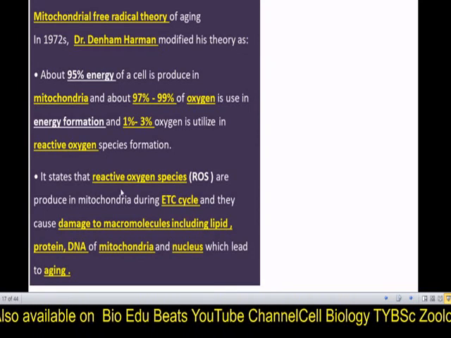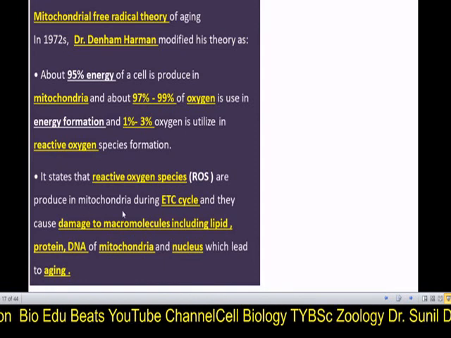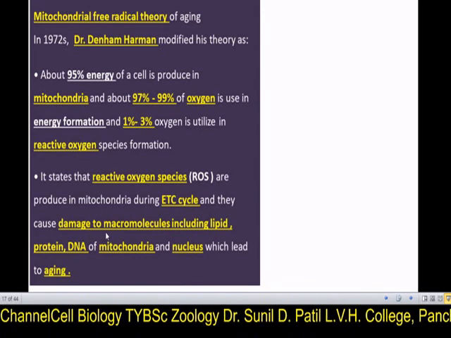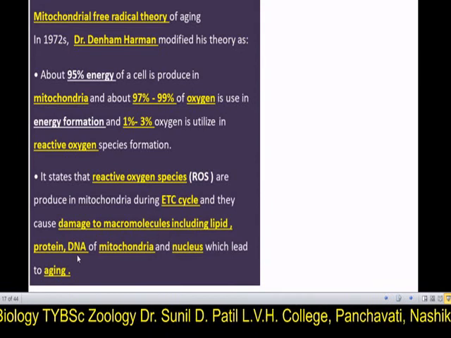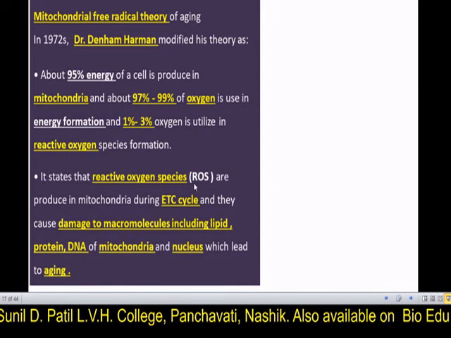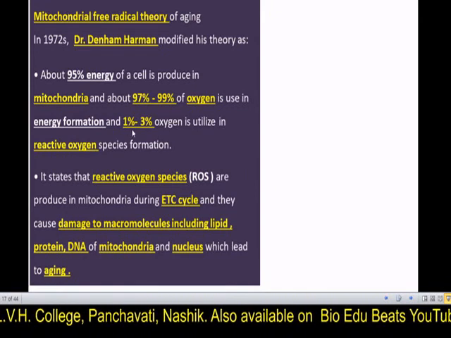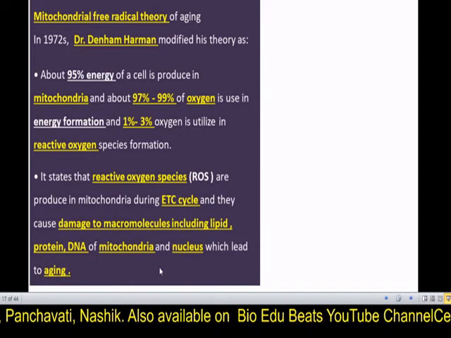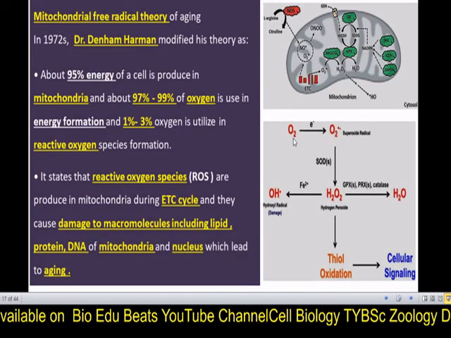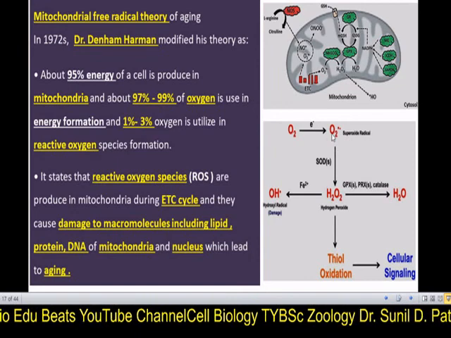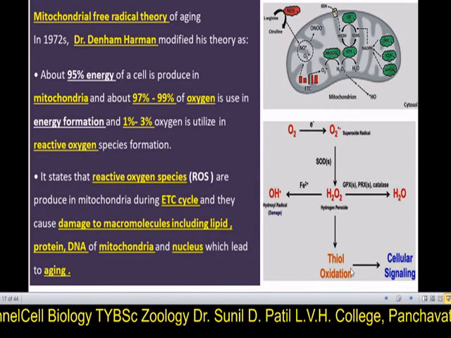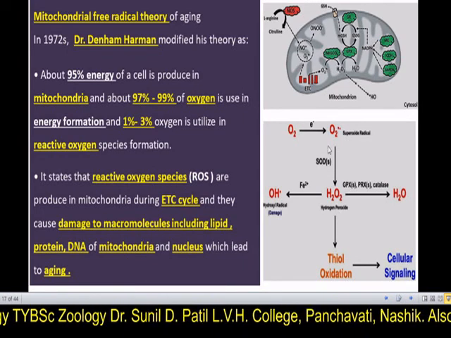It states that reactive oxygen species, ROS, are produced in mitochondria during the electron transport chain cycle, and they cause damage to macromolecules including lipid, protein, and DNA of mitochondria. So lipid, protein, and DNA get affected due to the ROS, which is only 1 to 3% produced in energy production. You can see here, separately, the excess oxygen, that is 1 to 3%, becomes the superoxide radical, negatively charged. It combines with water to form H2O2, and it forms thiol oxidation, which causes cellular signaling. It is a normal thing.